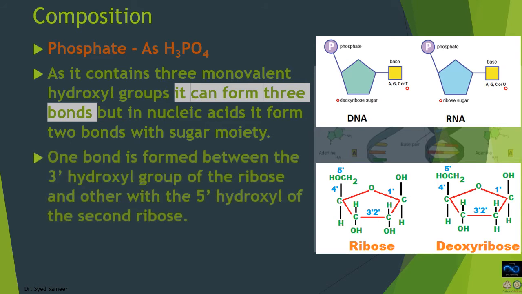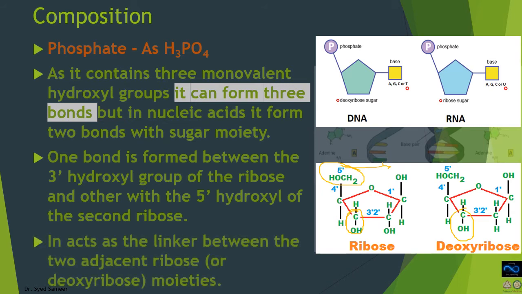One bond is formed between the 3' hydroxyl group of the ribose or deoxyribose and the phosphate, and the other bond is between the 5' end of this sugar and the 3' end of another mononucleotide. So it links the 5' of one mononucleotide to the 3' of another mononucleotide to result in the formation of a run of mononucleotides, hence polymerization. And this linkage is called the 3' 5' linkage.